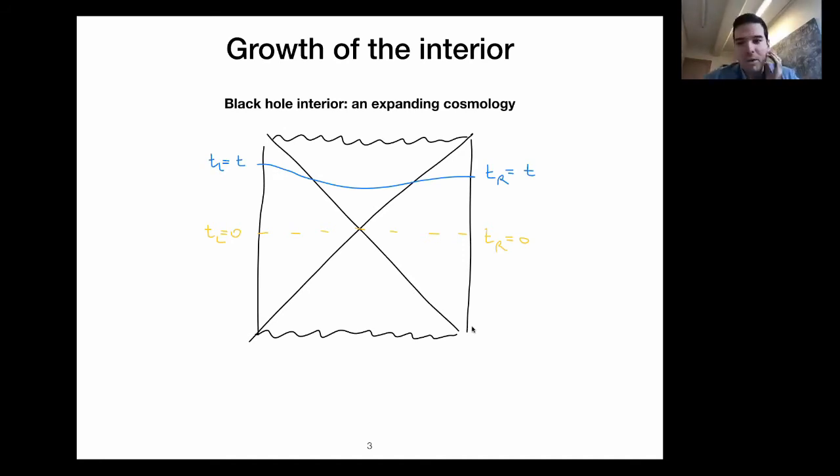So we want to understand black hole interiors, and one very interesting aspect of the black hole interior is that it's kind of an example of an expanding cosmology. So what does this mean? It means if I put this black hole in AdS, so here are the boundaries.